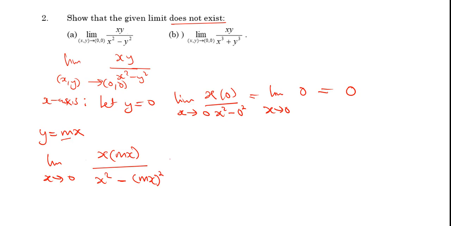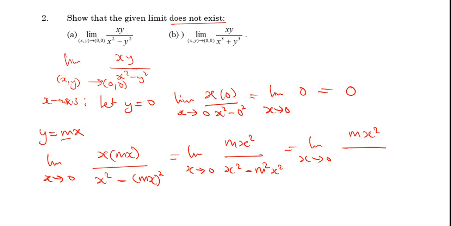What does this mean? The limit is all in terms of x, so I can't have a y there. On top, I get m times x squared, and in the denominator, when I square mx, I get x squared minus m squared x squared. So now you see the limit as x approaches 0 of mx squared over that.